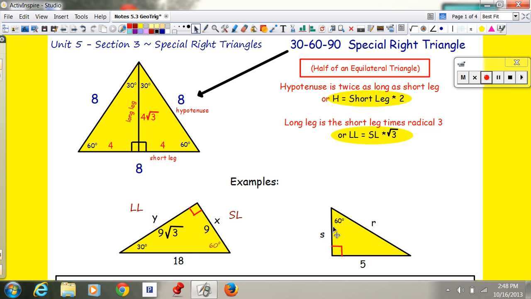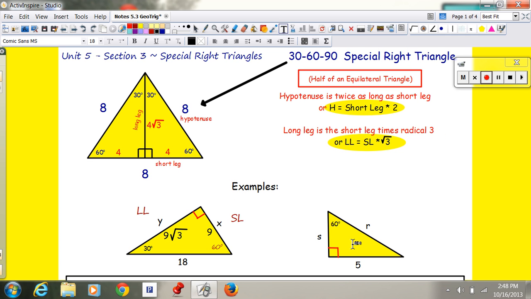Now here I've got a 60-degree angle, so my longer leg is down here. Let me label that for us. This is the LL, longer leg. That means that this has to be my short leg on this side. And this has to be my hypotenuse over here, so that's across from the right angle. It's going to be the hypotenuse. This time they gave me the longer leg is a 5.